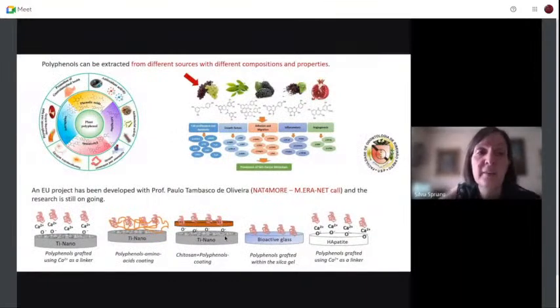And I want to mention a very interesting European project we had in collaboration with Professor Tambasco de Oliveira, and the project is called Nut4More. In this project, we explore again polyphenols coming from a different source, that is grape pomace, so a waste of the production of wine, both red and white grapes. And you can see here in the bottom, we explored a wide range of surfaces, polyphenols grafted again using calcium as a linker on a titanium treated surface with a similar approach to the green tea polyphenols.